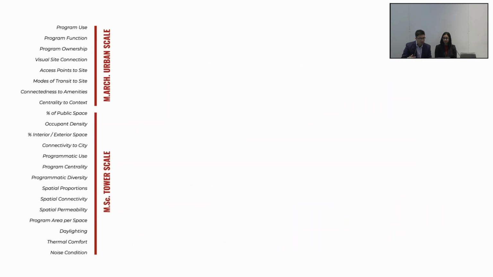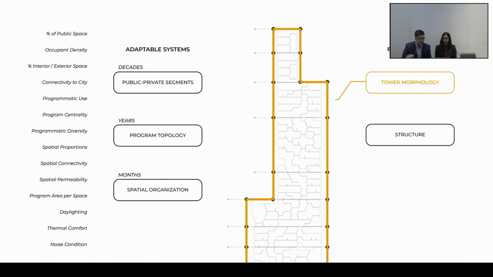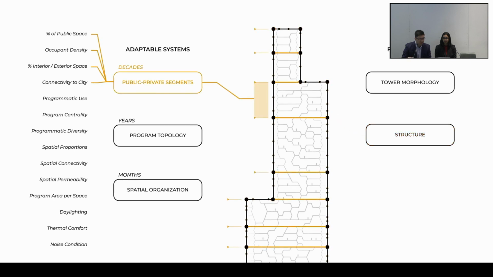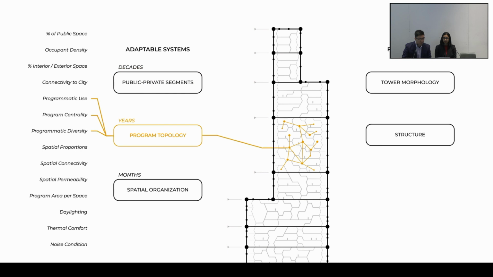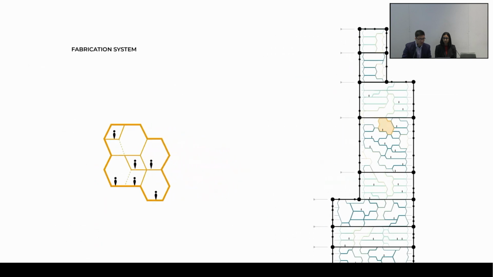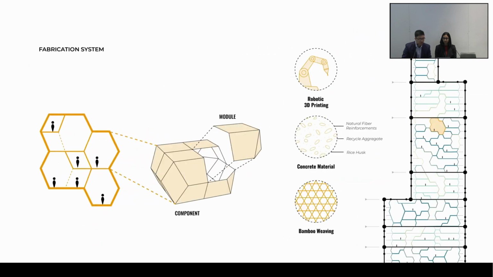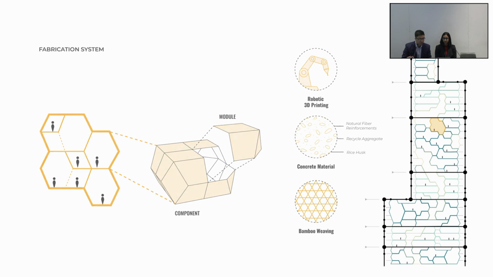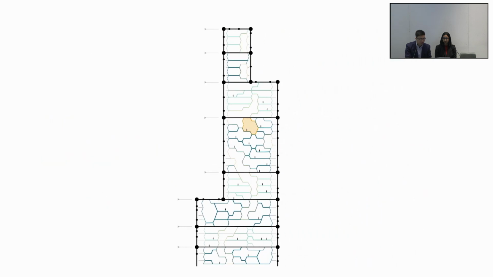And the focus of these parameters are split between an MSc and MArch phase. During the MSc phase, it began with the design of the fixed systems of the tower morphology, and the structural system. From there, design examines the adaptability of the tower at 3 different scales of space and time: the public-private segmentation of the tower over the course of decades, the program topology over the span of multiple years, and the spatial organization over the timescale of a few months. These adaptable systems were enabled by our fabrication system of robotic 3D printing and traditional bamboo weaving techniques.